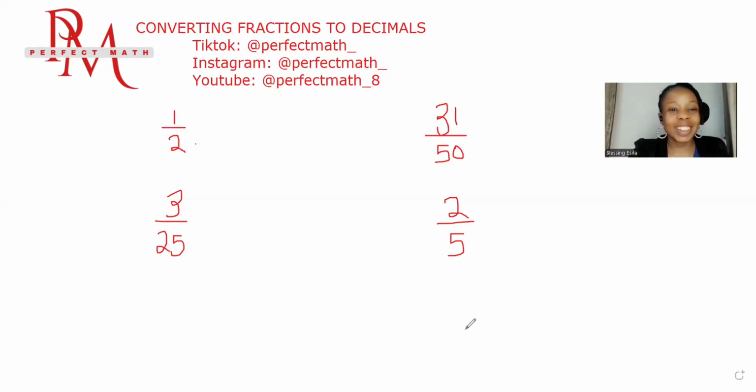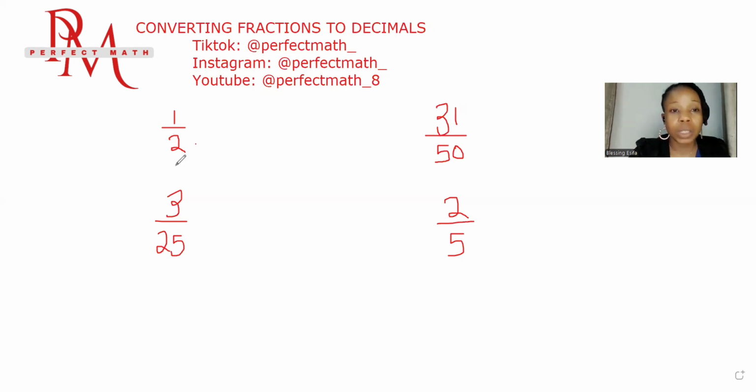Hello. I want us to learn how to convert fractions to decimals. And here we have 1/2. So the first thing you would need to do is to make your denominator a multiple of 10. That means we should try to make it into 10, 100, or 1,000.